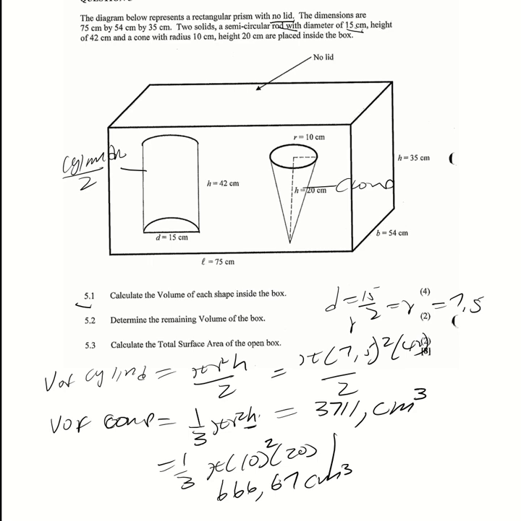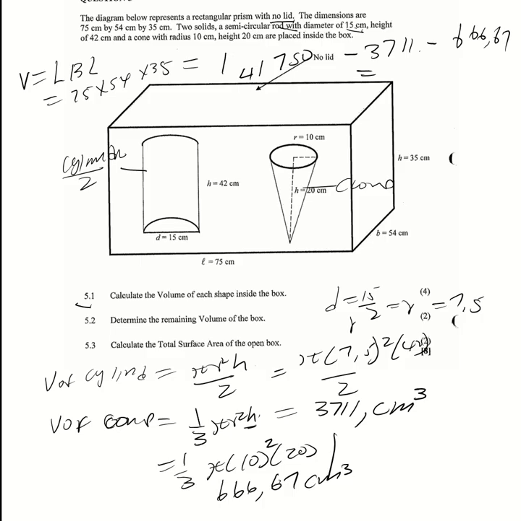This helps determine the remaining volume of the box. To do that, we need to know the volume of the box. Remember, the opening doesn't affect the volume. So the volume is L times B times H, which is 75 by 54 by 35, giving 141,750. We subtract the two volumes: 3711 minus 666.67 from 141,750, and the remaining volume is 137,372.33.